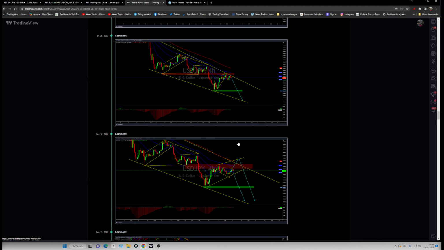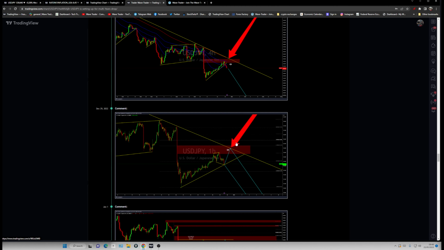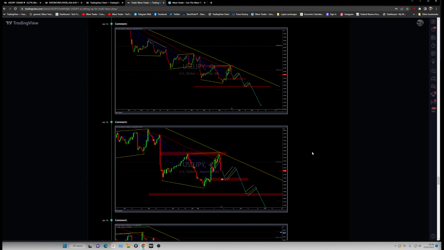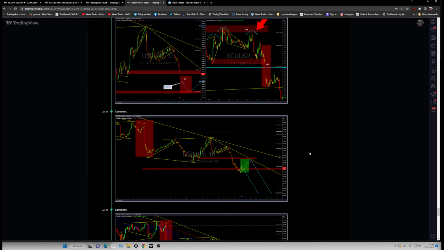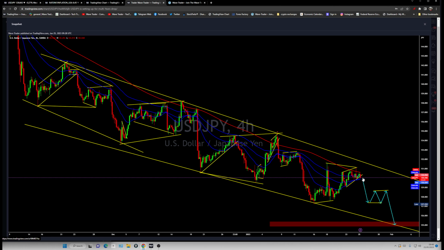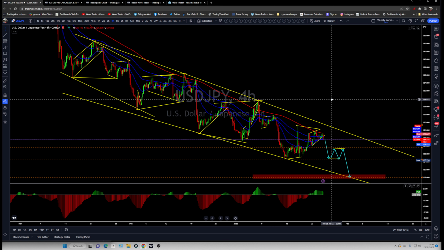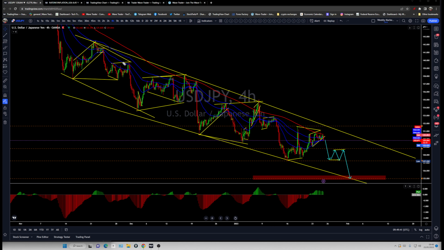So the current setup is the breakdown. Next leg lower. Okay, this is the next leg lower, which is just simply setting up over there for another leg lower.